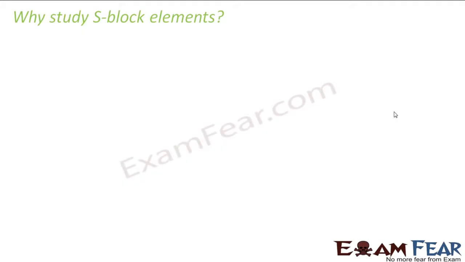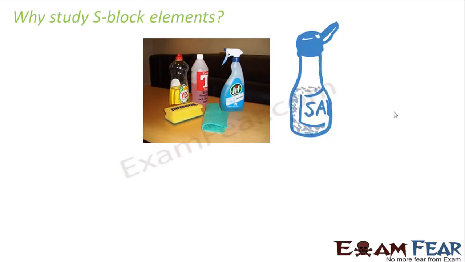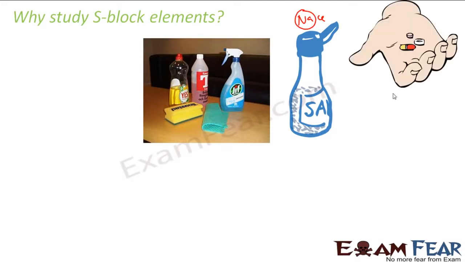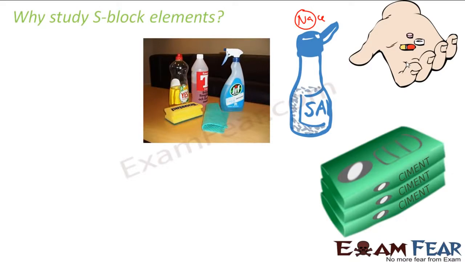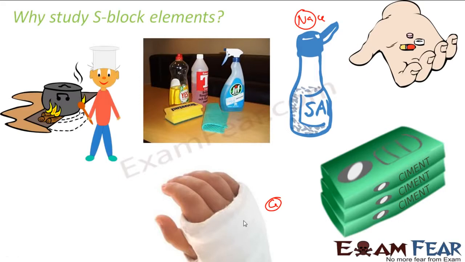So the next question is, why should we study S-block elements? This question we ask before any chapter. Most of the detergents are made out of elements from the S-block. The common salt is nothing but NaCl, and sodium is an alkali metal, which is an S-block element. We use S-block elements in medicines, in the manufacture of cement, and we'll discuss more about this. In plaster of Paris and gypsum, we use calcium, an S-block element.